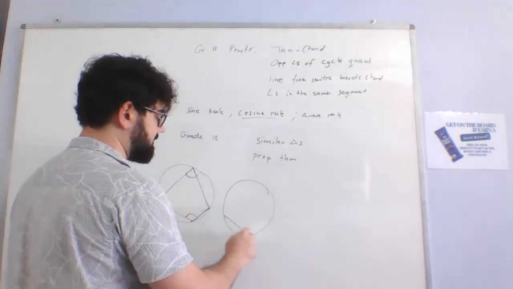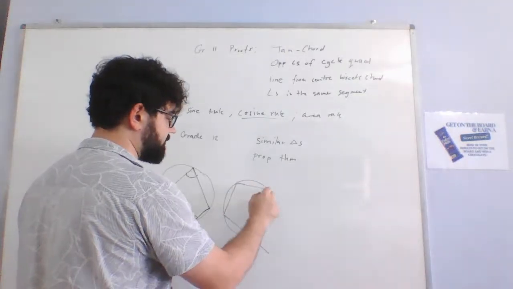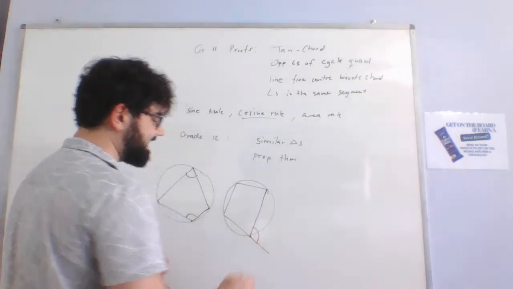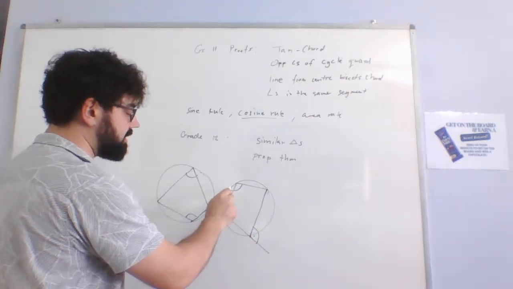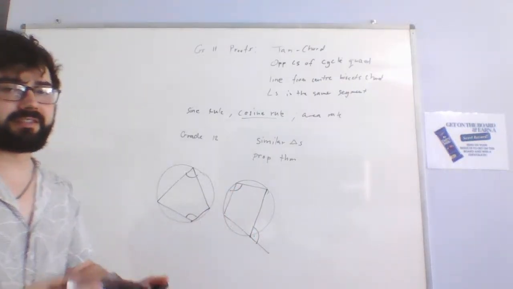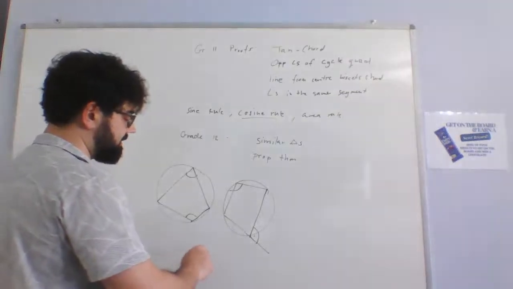The exterior angles, yes, very good. The exterior angles, of course, you know that. If you can show that the exterior angle is equal to the opposite interior angle, that proves that it's a cyclic quad.